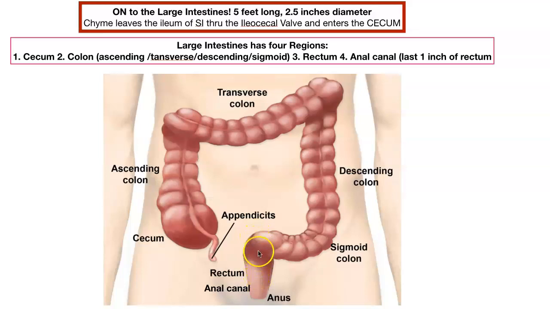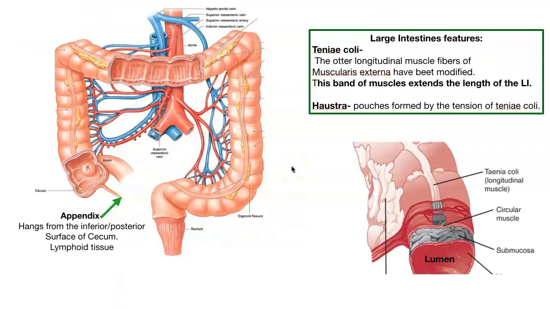Remember, rectum is straight, so we got this straight part of the large intestines. And then we have the anal canal. The anal canal, the last 1 inch of the rectum, that is going to be stratified squamous again. Everything else here is simple columnar. So there are some special features on the large intestines that you need to know.